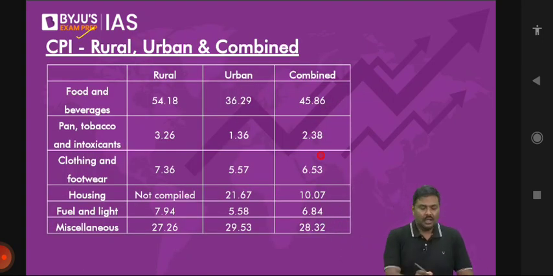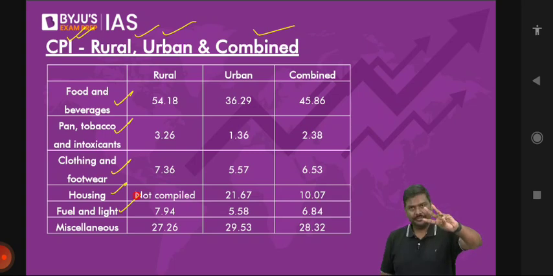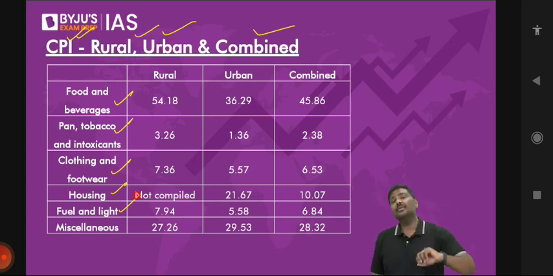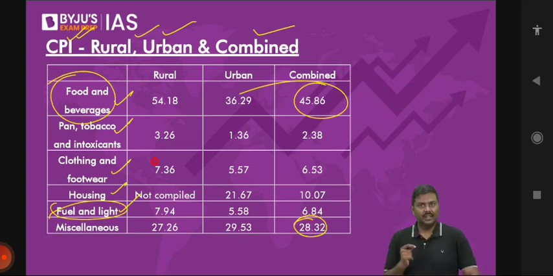Let me go ahead. Right? CPI, rural, urban, and combined. These are the 6 groups. Should you remember all the 6 groups? My recommendation, remember 3, connected to current affairs. Simple. One, miscellaneous. It has got the second highest weight, 28.3%. Second one is fuel and light. Important. Third one is food and beverage, which has the highest weightage, 46%. Is it okay? 46%. Food and beverage, very, very high.